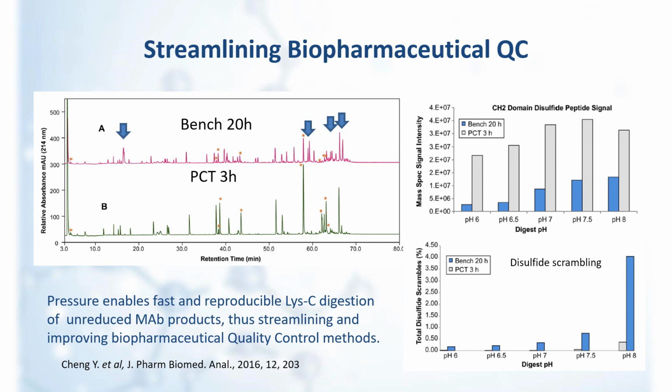This slide shows the work published by a Genentech team that reports pressure-enabled fast Lys-C digestion of their monoclonal antibody product, preserving disulfide bonds, minimizing disulfide scrambling, and maximizing quantitative peptide recovery, thus streamlining multiple critical quality attributes analysis.